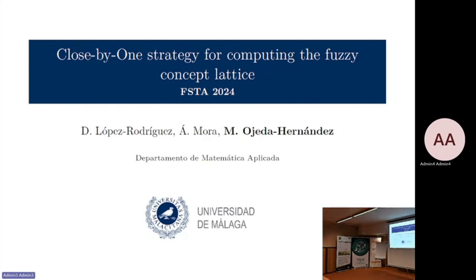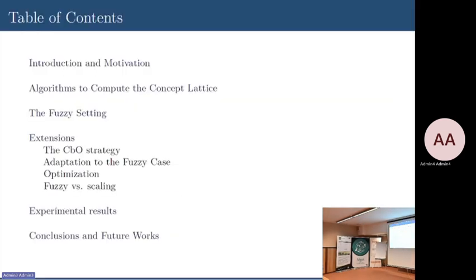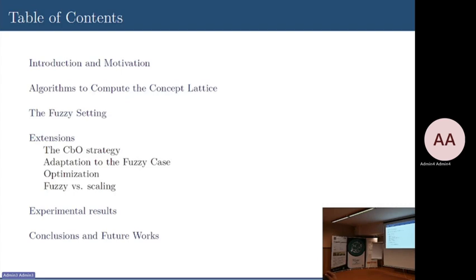So this is the title of my talk, Close by One Strategy for Computing the Fuzzy Concept Lattice. This is within the framework of FCA, Formal Concept Analysis. And this is a brief table of contents of what this is going to be about. First, a little introduction and motivation of the problem we're trying to solve. Then some literature review of algorithms to compute the concept lattice and the problem in the fuzzy setting.